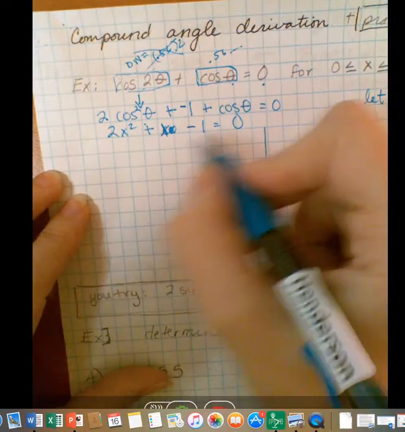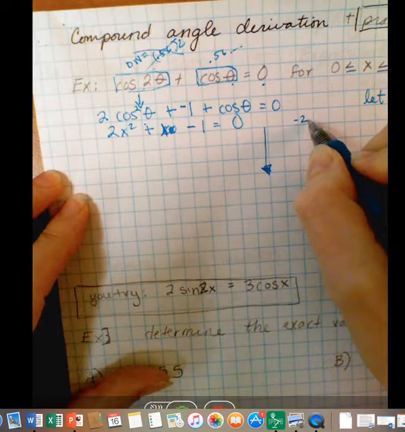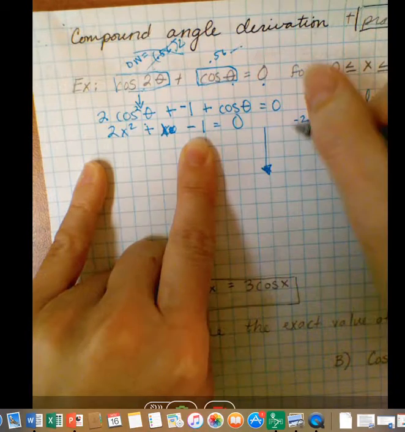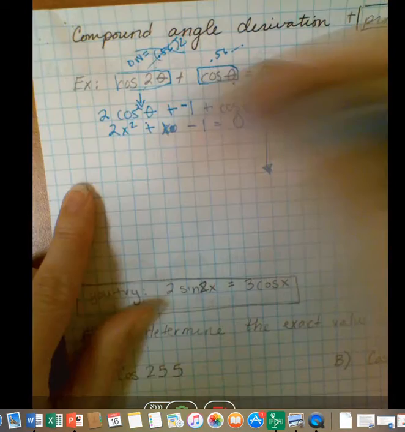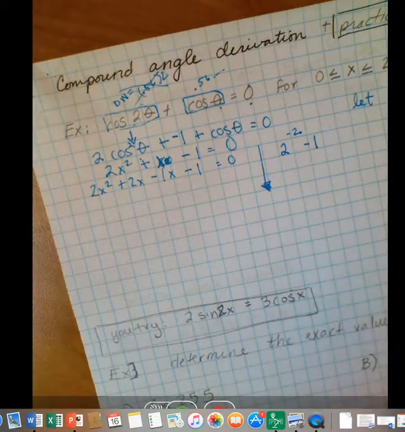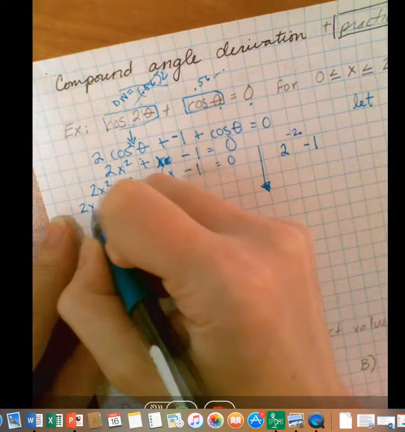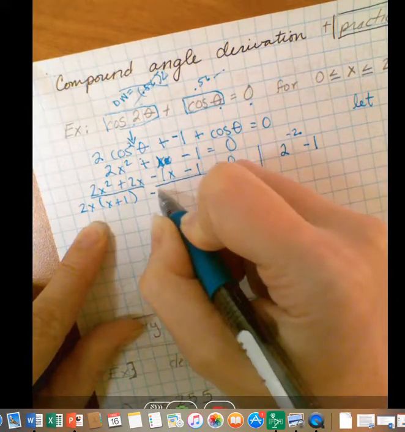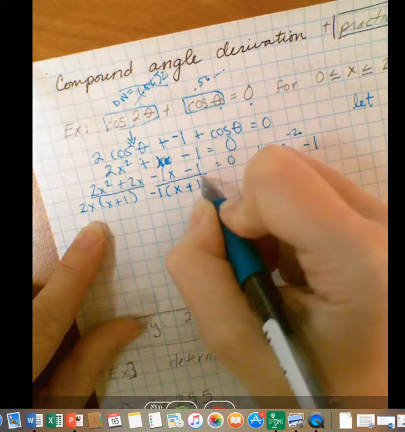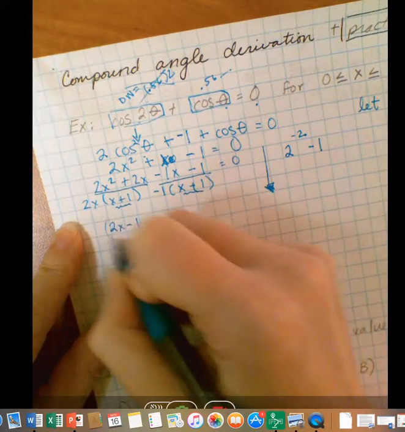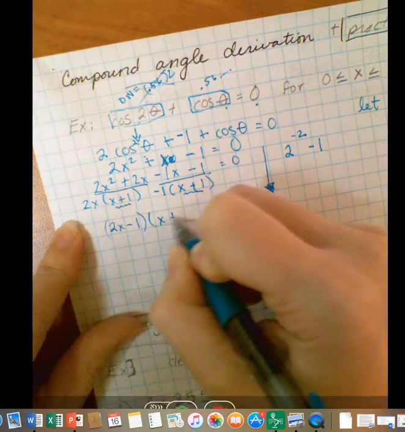I'm going to factor it. 2 times negative 1 is negative 2. Two numbers that multiply together to make negative 2 but add to make positive 1 would have to be 2 and negative 1. So 2x squared plus 2x minus 1x minus 1 equals 0. And because we need practice factoring by grouping, I'm going to show you what that looks like one more time. Pull my 2x out of my first two terms here, leaves me with x plus 1. My common term back here is negative 1, which leaves me with x plus 1. Now I should be getting the same quantity, and I did. So 2x minus 1 times the quantity x plus 1 equals 0.